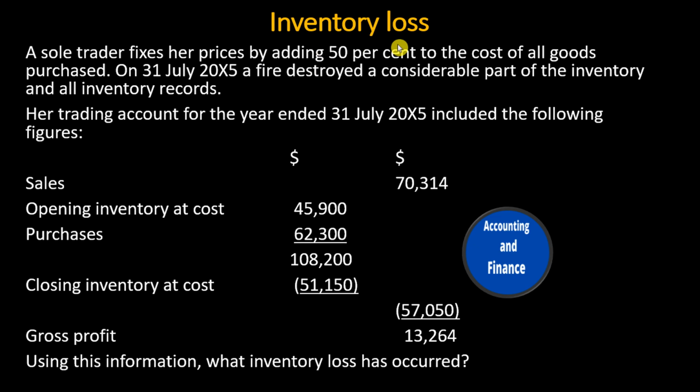Inventory loss. A sole trader fixes her prices by adding 50% to the cost of all goods purchased. On 31 July 20X5, a fire destroyed a considerable part of the inventory and all inventory records. Her trading account for the year ended 31 July 20X5 included the following figures.